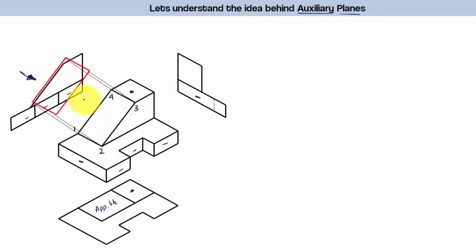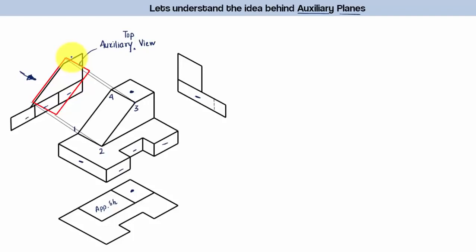That's what you call an auxiliary view. Let me go ahead and write this: auxiliary view. Okay, and to be very specific guys, this auxiliary view is an auxiliary top view in fact, because the plane on which this is going to be obtained is an auxiliary inclined plane.